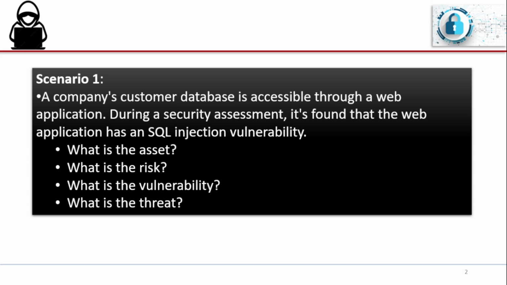Third is the vulnerability. What is the weakness or loophole in this complete scenario? There is an SQL injection vulnerability in the web application. SQL injection vulnerability means there is some sort of weakness related to SQL injection. I have a complete video on what SQL injection is, which is given in the description. You may check it out. But for now, this is basically a vulnerability, a weakness in the system through which an attacker gets into the system and can exploit it. Number 4, what is the threat? The threat is the attacker who is going to get into the system through this SQL injection vulnerability and get hold of the asset, which is the database.